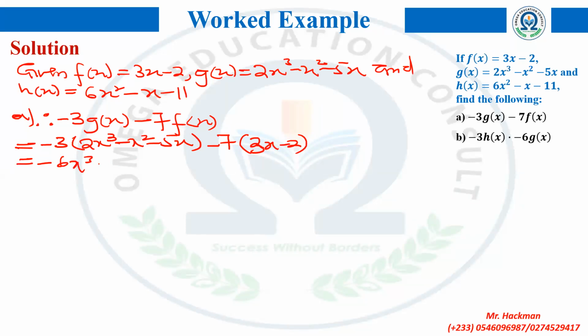So let's do it together. Plus what? Plus 3x squared. So let's do it together. Plus what? 15x. Now this will give you minus what? 21x. Then plus what? 40. Okay, very good. Now you see if you can add or combine like terms.